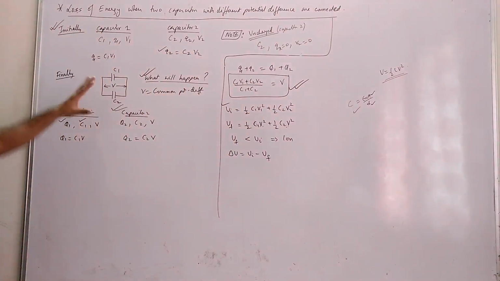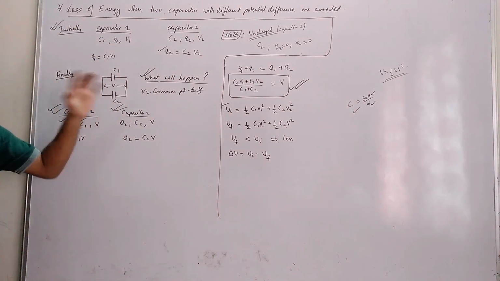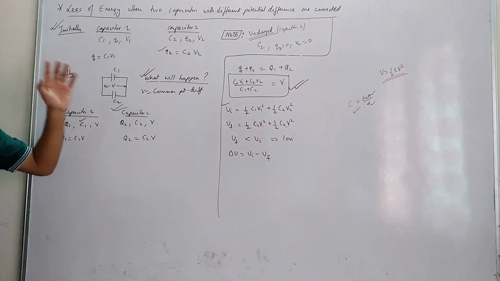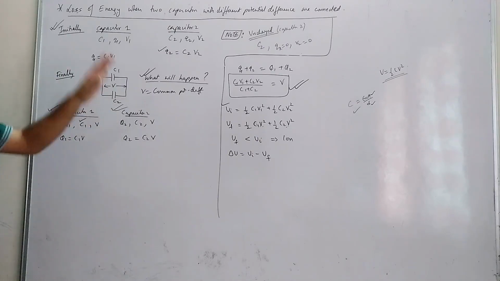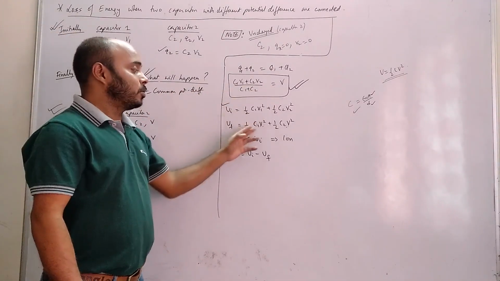So why are we studying this? Just for a backup. If you remember only the formula (C1V1 plus C2V2) by (C1 plus C2), then the job will be done. The numerical can be done, no issue. The only issue is that if you forget the formula, then you should know how we get the common potential formula. So we got V. Now we can substitute it.